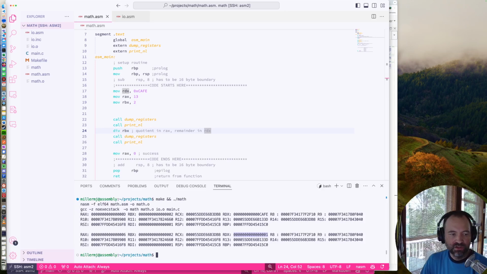So these are some examples of the basic math operations. In the next videos, we will look at binary operations, as well as doing some floating point operations using the floating point unit.